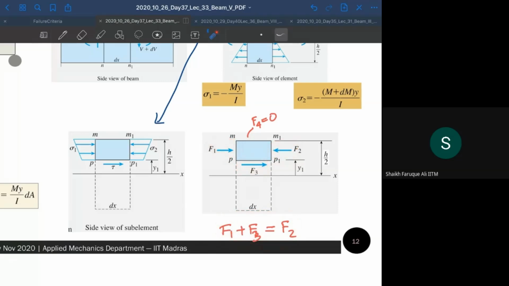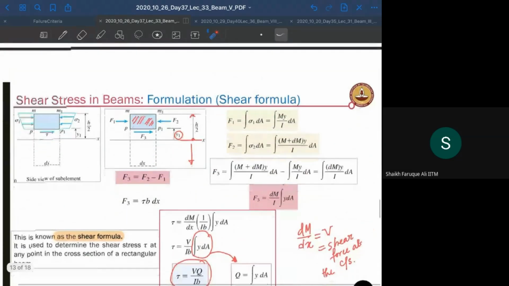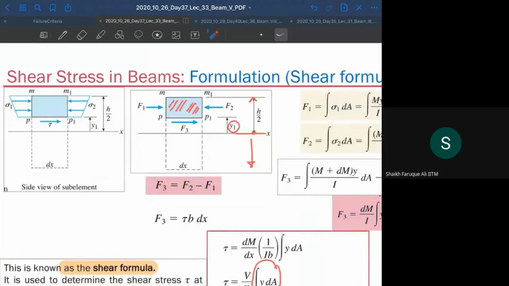So the element will be in equilibrium because everything is in equilibrium. That element is also a part of the beam, so it has to be in equilibrium. Now, what is F1? F1 is the integration of the stress over the area there, over this area that you have here. Similarly, F2 is the integration of this stress, sigma 2, over this area.